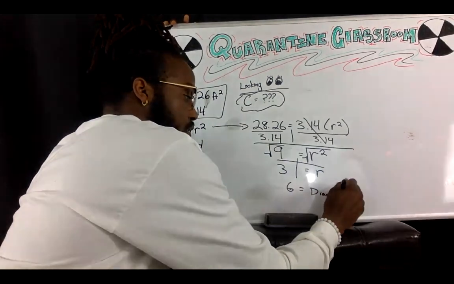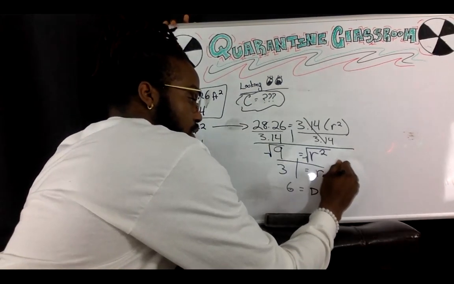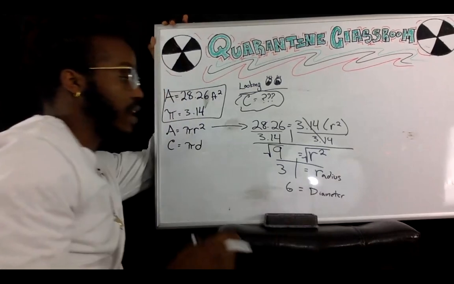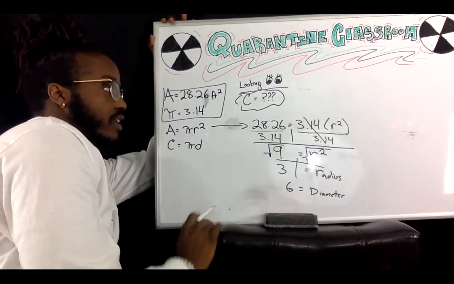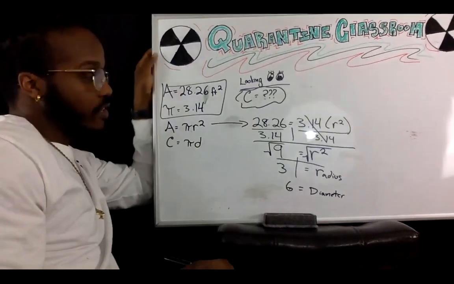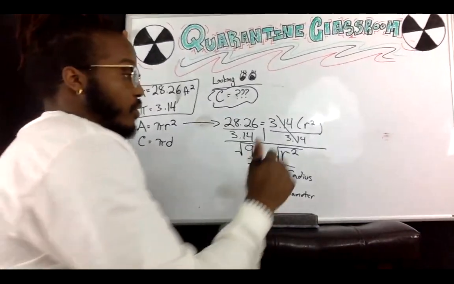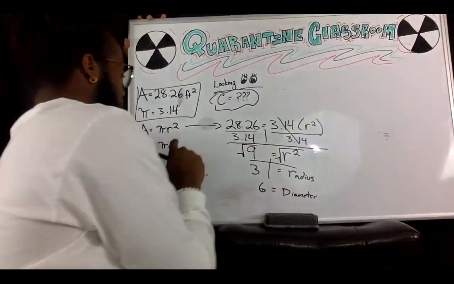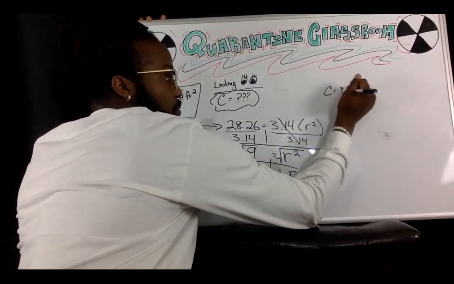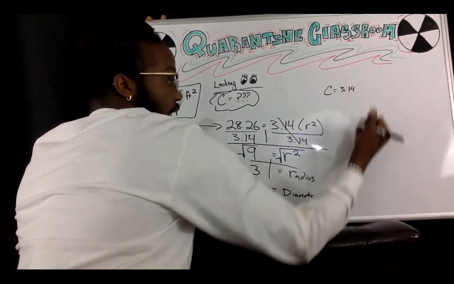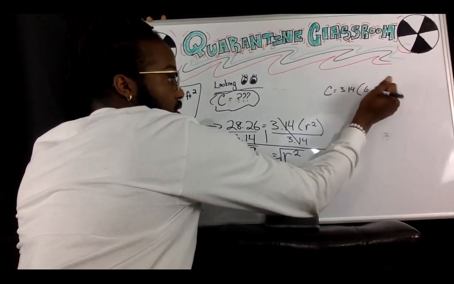I'm just going to write these out in full so that you guys can see what's happening. So my radius is 3, my diameter is 6, and I can use that to find my circumference by plugging it back into my original equation. Plugging it into my circumference equation, my circumference is equal to 3.14 times my diameter, which is 6.